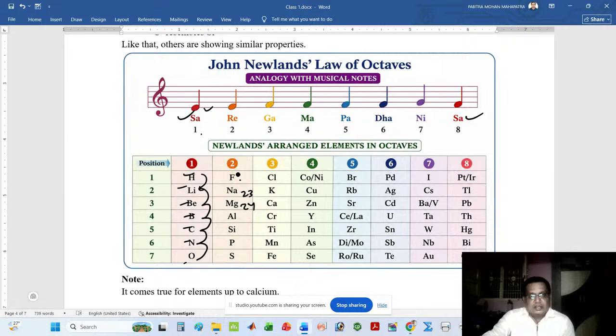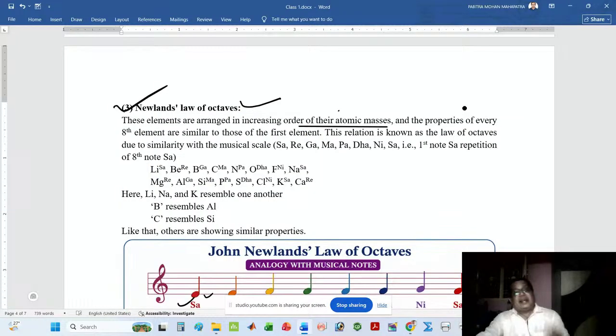Similarly, you can think of other elements. Actually, this periodic table shows its validity up to calcium. Maximum similarity is found up to calcium. Other elements are listed in the table, but they do not show the merits of this table 100%. This is true for the elements up to calcium. Again, return to the principle: the property of every eighth element is similar to that of the first element. This relation is known as the law of octaves due to similarity with the musical scale.